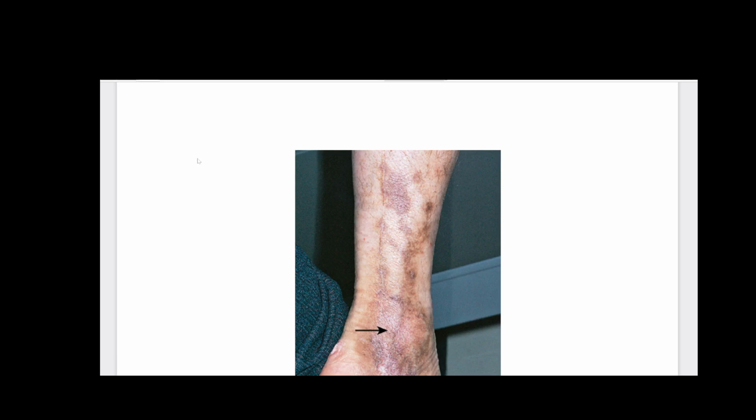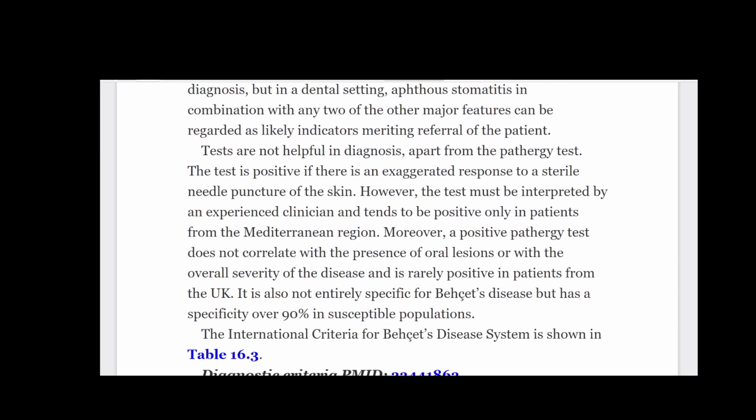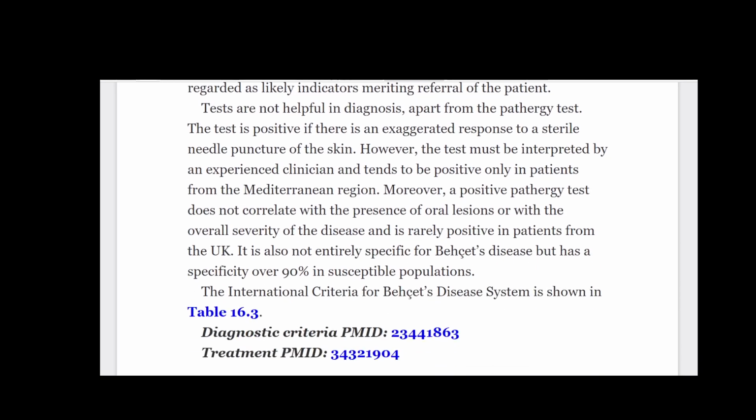Diagnosis and management. Oral aphthae are frequently the first manifestation. Behçet's disease should therefore be considered in the differential diagnosis of aphthous stomatitis, particularly in patients in an ethnic group of risk, and the medical history should be checked for the features shown in Table 16.3. The frequency of other manifestations is highly variable. As a result, there are no absolute criteria or reliable tests for the diagnosis, but in a dental setting, aphthous stomatitis in combination with any two of the other major features can be regarded as likely indicators meriting referral of the patient. Tests are not helpful in diagnosis, apart from the pathergy test.